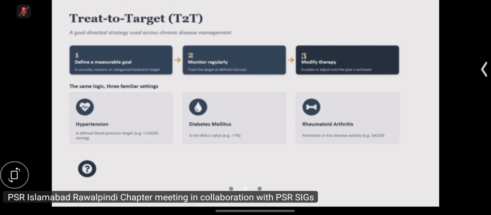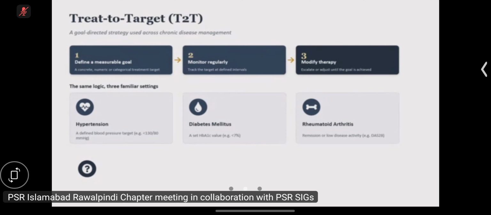Now, we are all familiar with treat-to-target. It is a goal-directed strategy which is used in the management of chronic diseases. So what happens is that we choose a measurable target for our patient, and then we put them on therapy. We continue monitoring the patient to make sure that the patient is on the right track. And then we modify the therapy if we feel at any point that they are lagging behind their target.